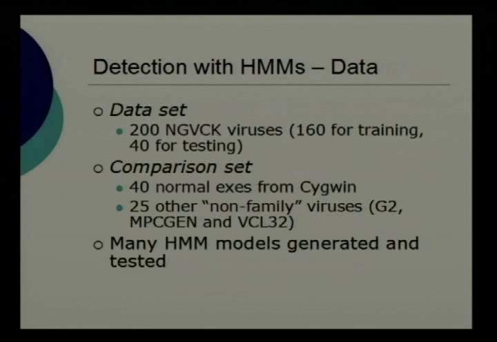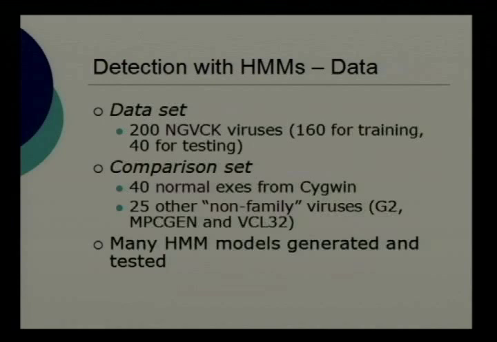So this is how we do. We generated a lot of these ANVIC viruses. We used 200 of them. To train a model, we used 160 of them, and we keep 40, which are not used at all in the training, to test whether the trained model can classify these 40 programs correctly.